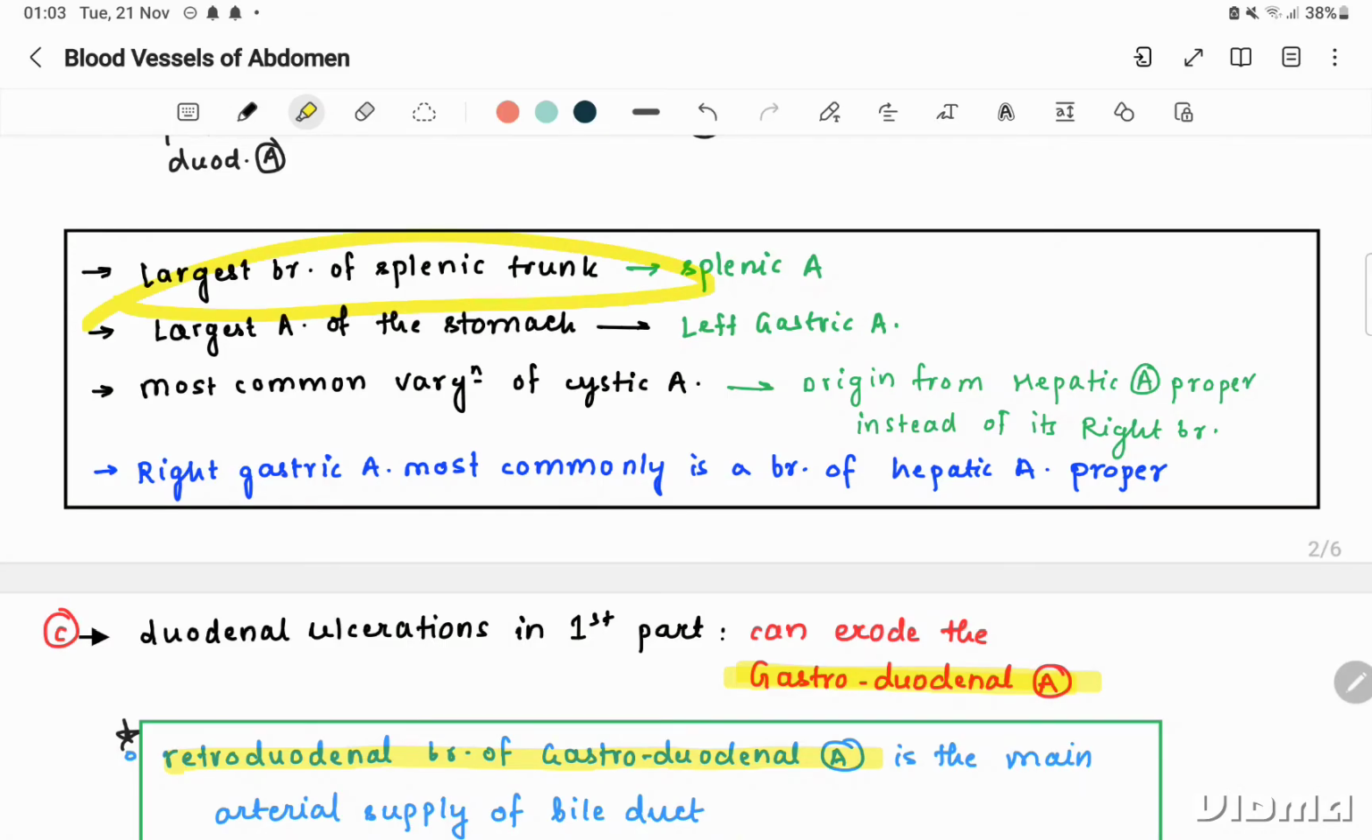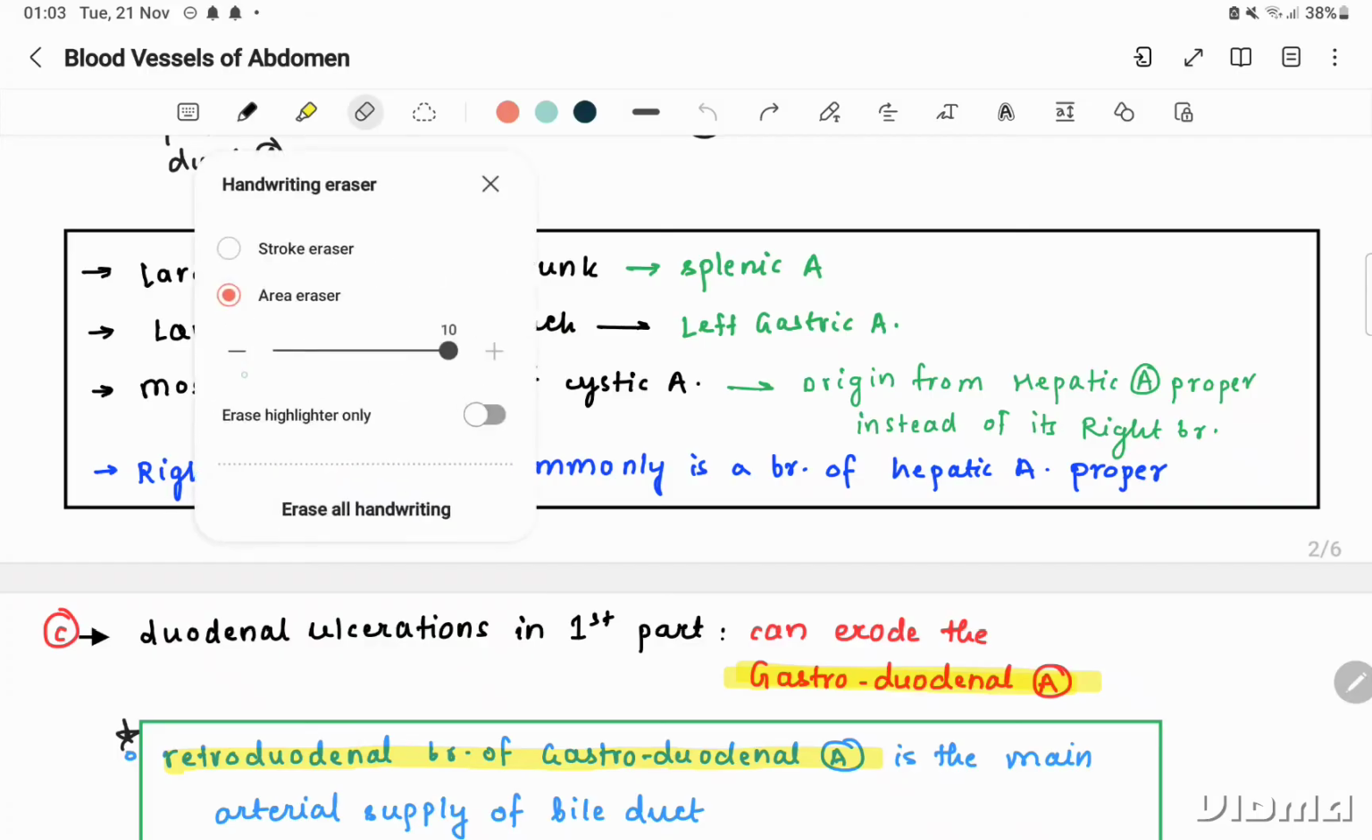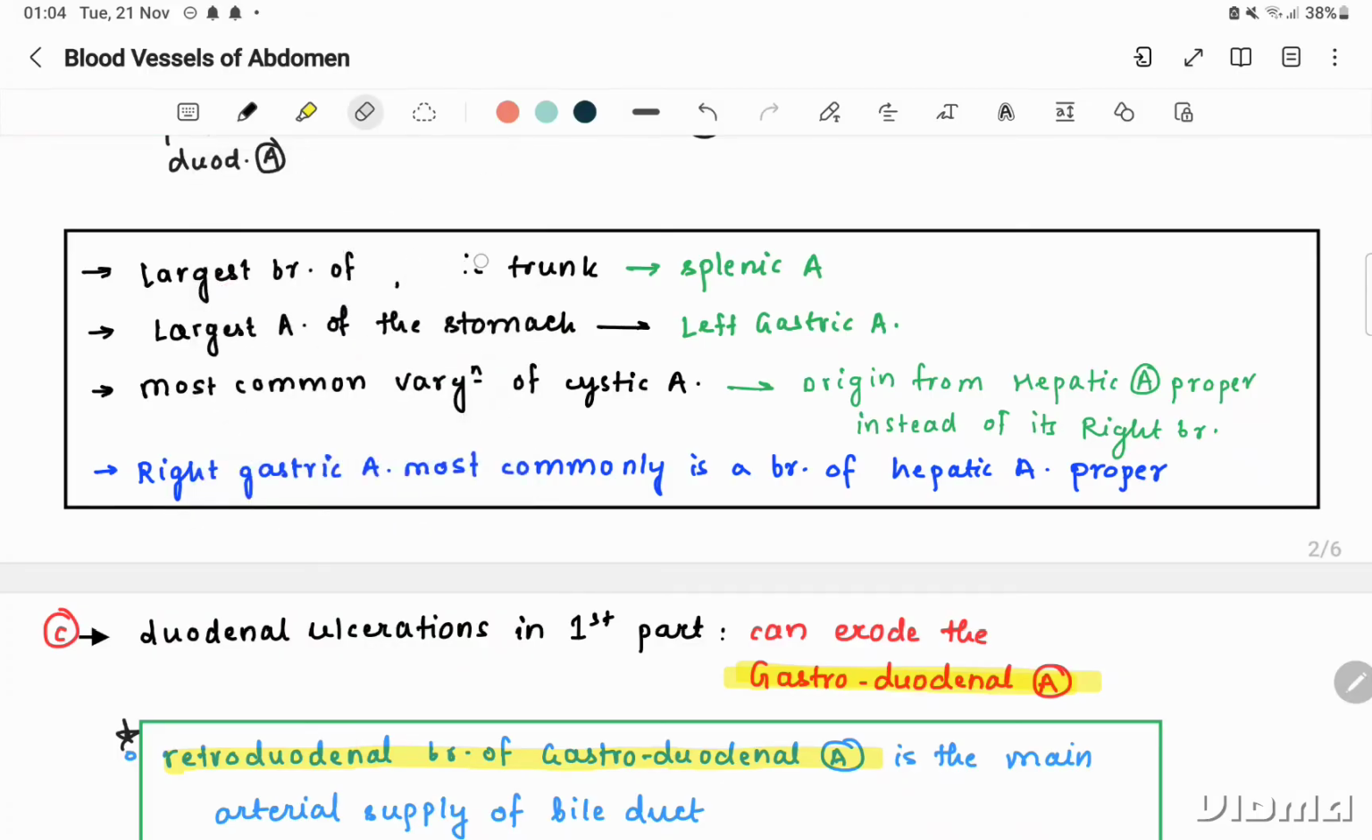What is the largest branch of your splenic trunk? That is your splenic artery. Okay, it is not a splenic trunk, it is a celiac trunk. Sorry, we have a problem here. This is not a splenic trunk, this is your celiac trunk. This is a splenic artery, and the largest artery of the stomach is the left gastric artery.